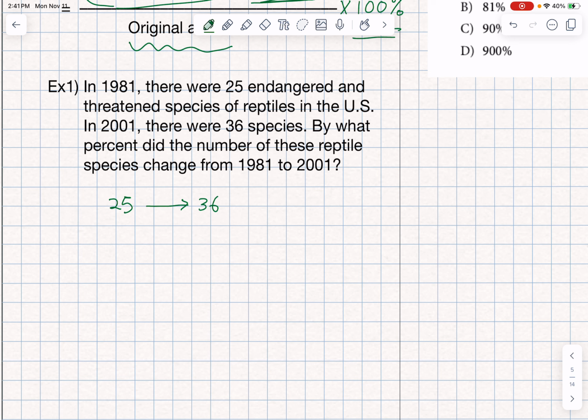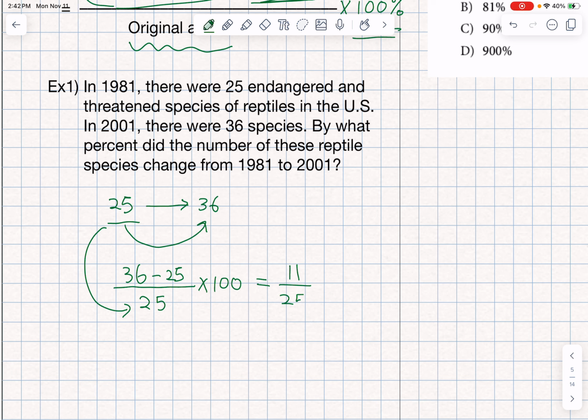How much increase from 25 to 36? Then 36 minus 25 out of the original amount, which is 25. Multiply by 100, then we can find out how much increase as a percent. Then 36 minus 25 will be 11 out of 25. Multiply by 100 will give you 44. That's a 44% increase. That's how we can conclude it's a percent increase.